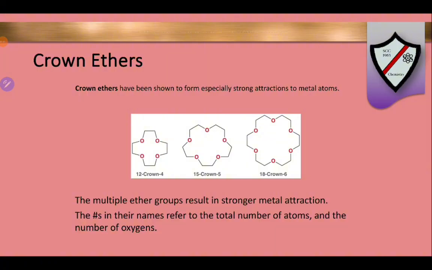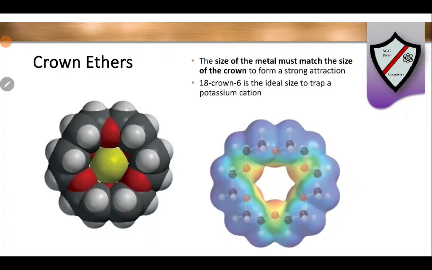We'll take a look at a couple of those on the next few slides in a little bit more depth. When you're choosing your crown ether to buy, you have to match the size of the ring to the ion that you want to capture. For example, 18-crown-6 is the ideal size to trap a potassium cation. So if you're putting, for example, some potassium fluoride into a nonpolar solvent, you would use crown ether to stabilize the potassium ion, allowing the fluoride ion to be free and move about the cabin to react, if you will.